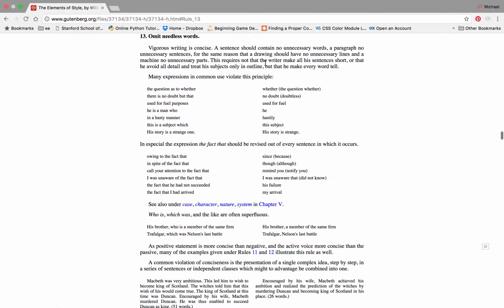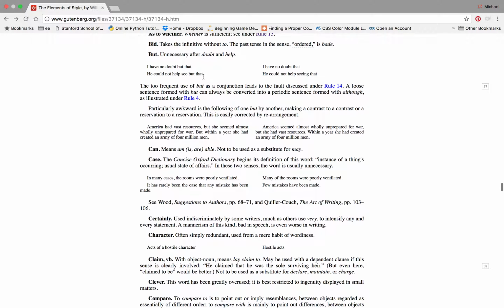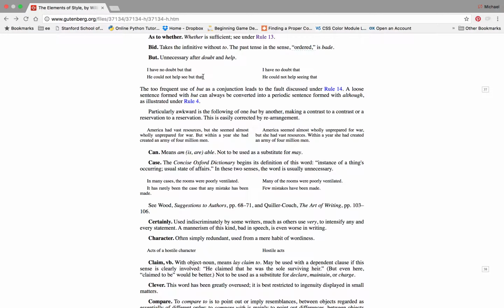So let's look at Rule 13, where it says omit needless words. Many expressions in common use violate this principle right here. "The question as to whether or not blank." You just want to change it to "whether or not blank," or "the question whether or not blank." So you don't want to overuse words. You want to omit needless words. That's pretty interesting, and again, it has to do with distilling the essence of what you're trying to communicate, being clear and concise.